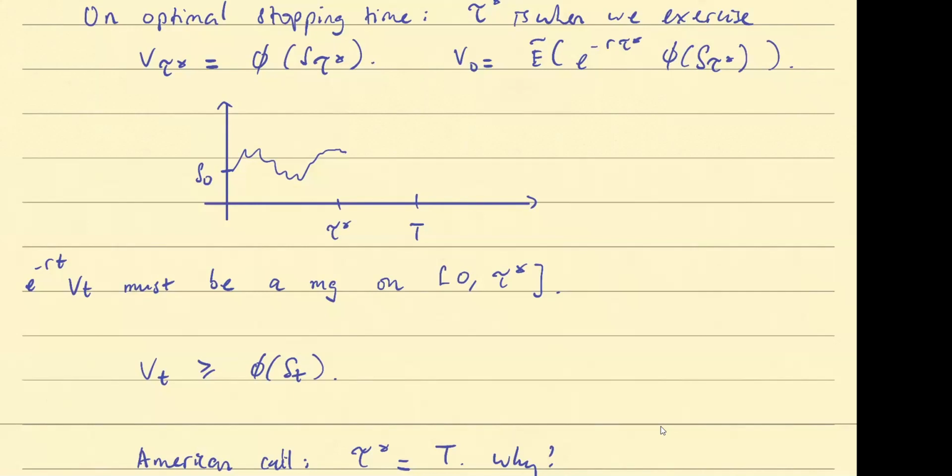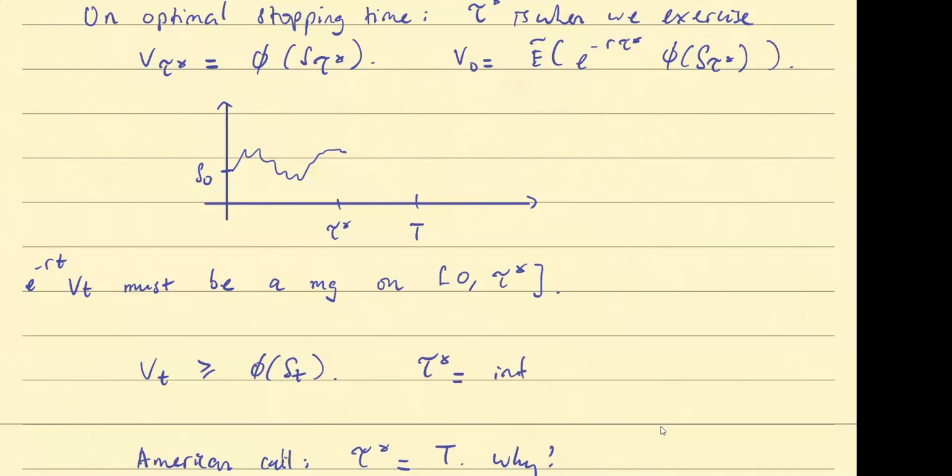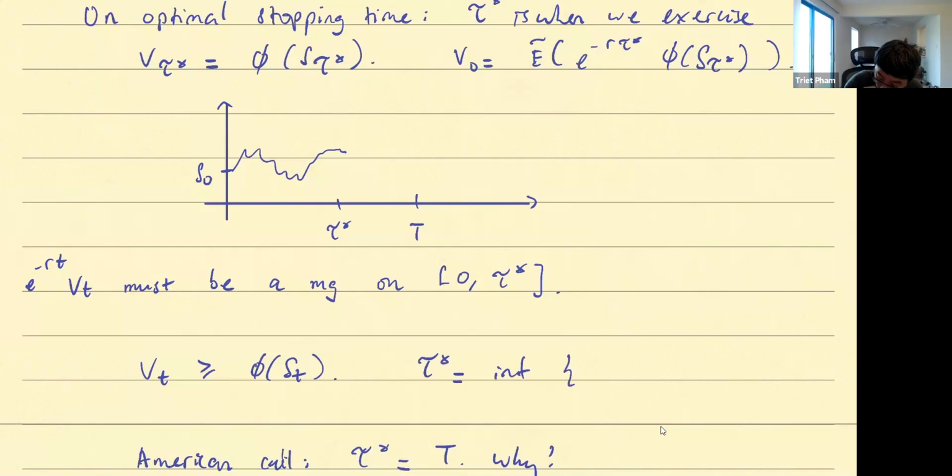Yeah, I see. All right, maybe let me just say this here. Tau star is the first time that, so let me do this, tau star of t is the first time that the value of the option is equal to the exercise value.